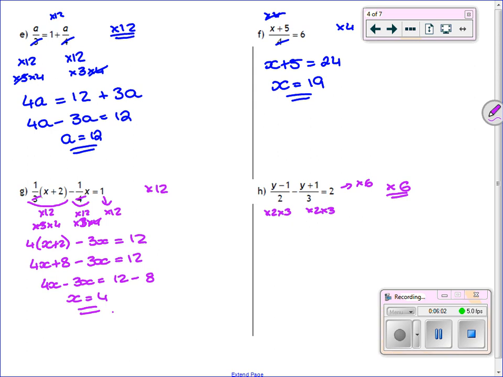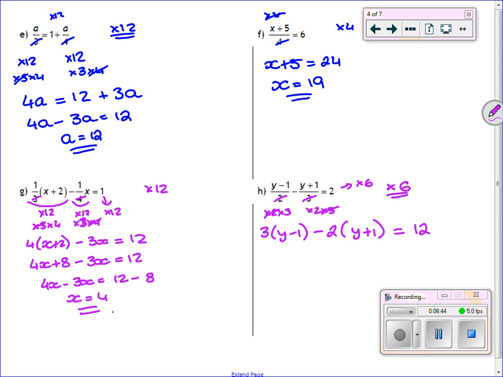So the first fraction, to multiply that by 6, we have to multiply by 2, so the times 2 and the divide by 2 cancel out. So all I need to do is multiply the numerator by 3. So that would give me 3 bracket y minus 1 minus. To multiply this fraction here by 6, the times 3 and the divide by 3 cancel out. So I'm left with multiplying by 2. So I'm going to make it minus 2 bracket y plus 1 is equal to multiply the 2 by 6 to get 12.